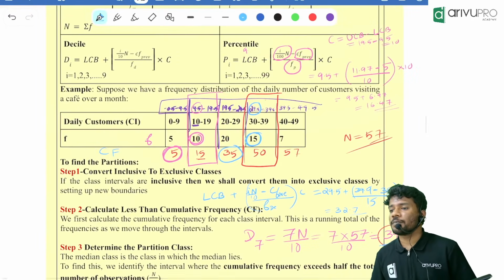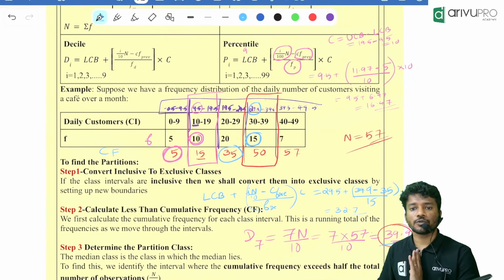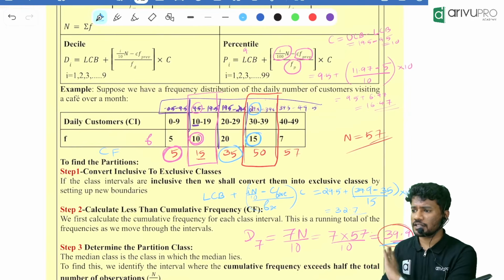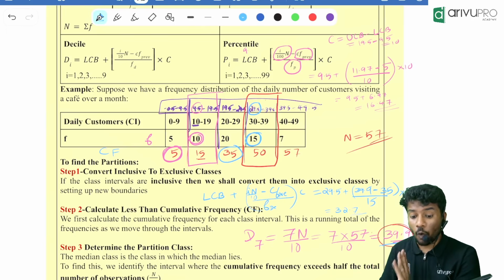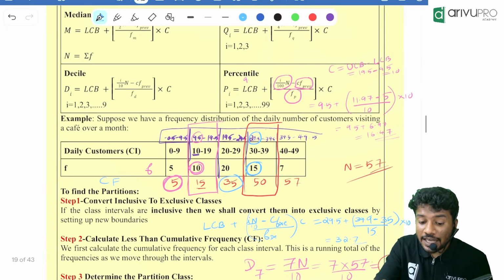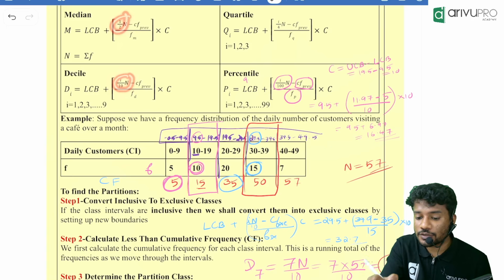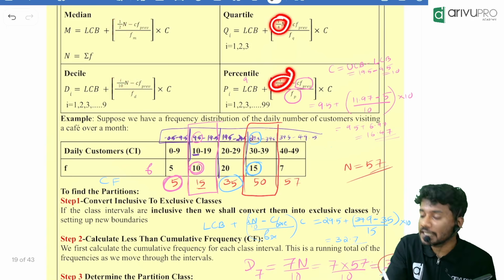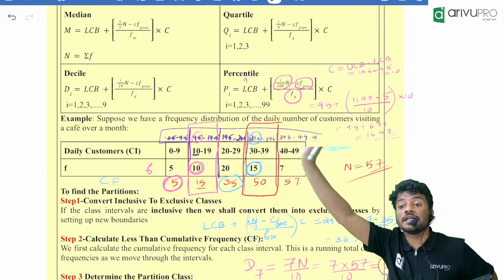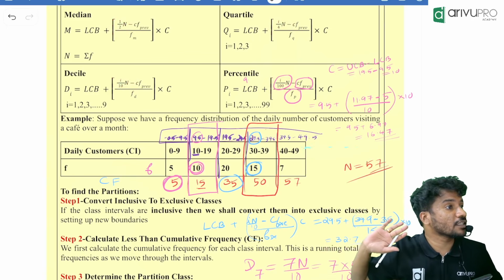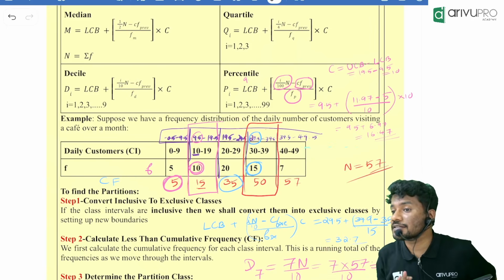So, whatever may be the question, this is the approach. If they ask for percentile, quartile or median, what will change? This value will change. Which value? This n by 10, n by 2, n by 4, n by 100. That is the only thing which is going to change. Other than that, everywhere it is the same.